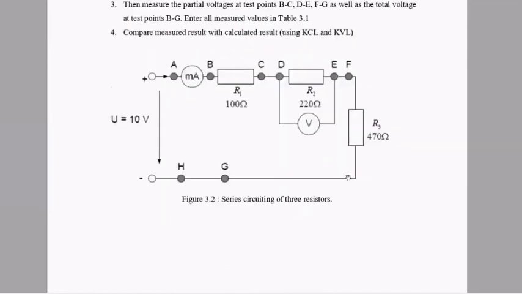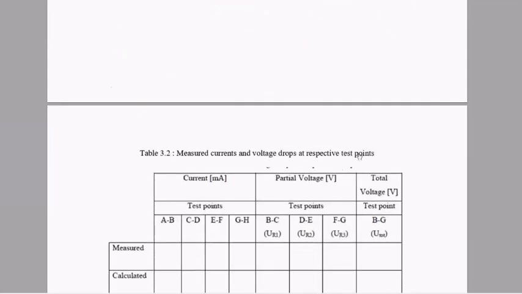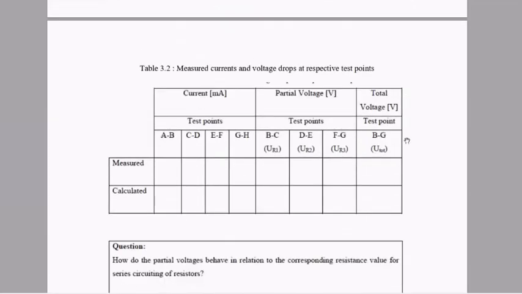So this is 3.2. Basically, I just go through the instruction first. Measure current and voltage drop at respective test points. So you can see here, first we need to measure the current and then partial voltage and then the total voltage. Here it is mentioned measured and calculated. Basically, the calculated, you can add more here.